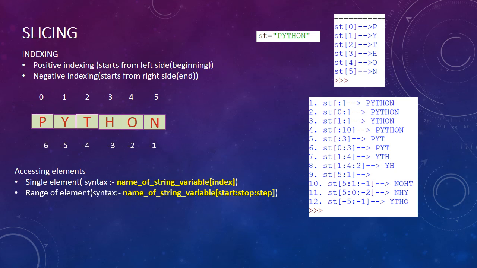Okay, now in the 12th example, minus 5 comma minus 1. If you see the negative indexes, what is there in minus 5? Y. Very good. What is there in minus 1? N. So it will start printing from minus 5 and it will print till minus 2. You know the logic of stop. So it will print Y T H O.